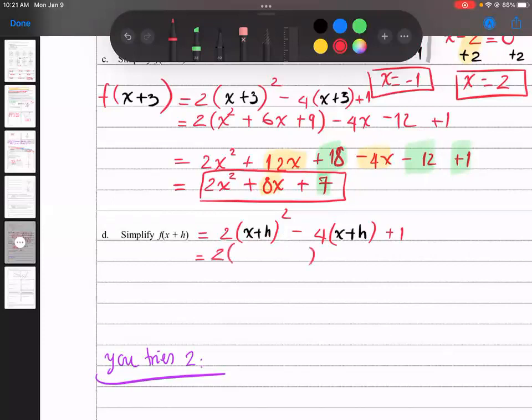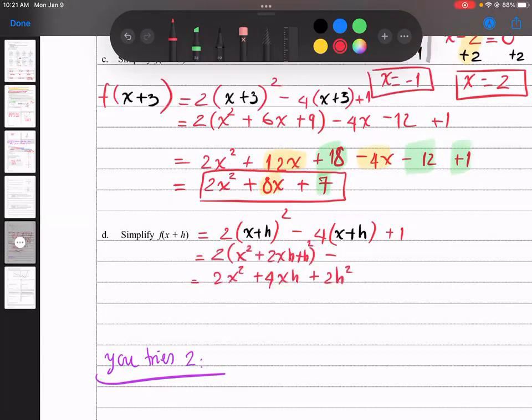Someone expand x plus h squared for me. Just read it for me. Just x squared what? Yeah, you distribute the 2. So 2x squared plus 4xh plus 2h squared.